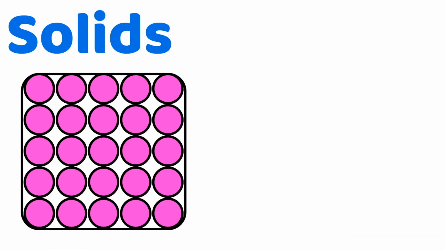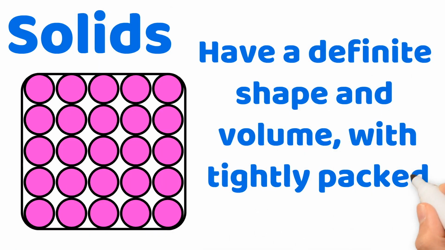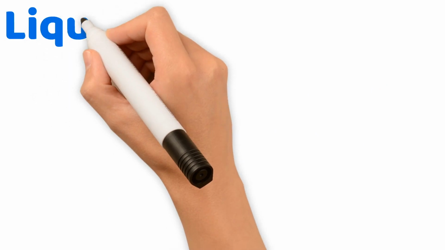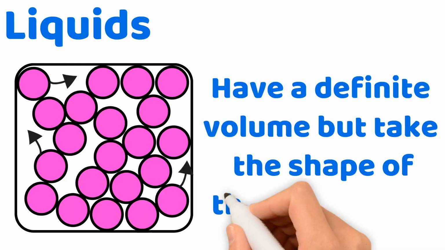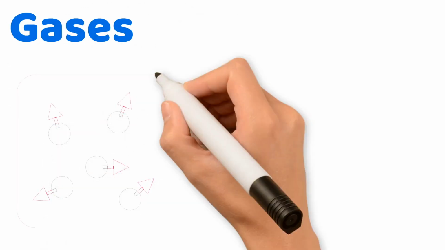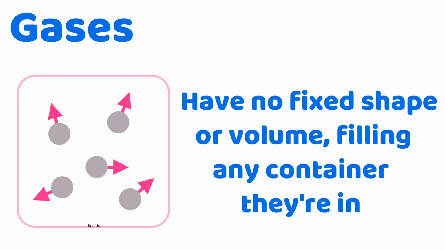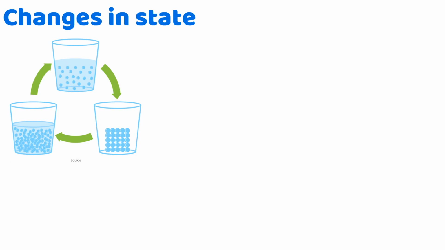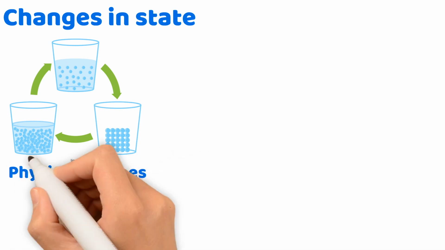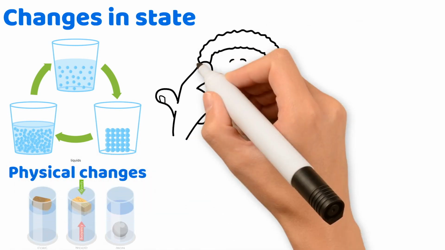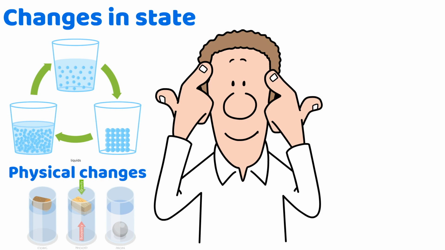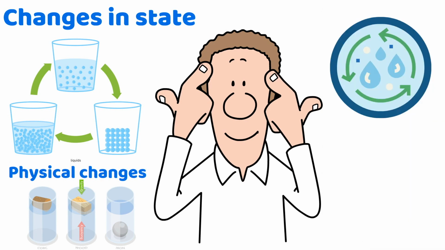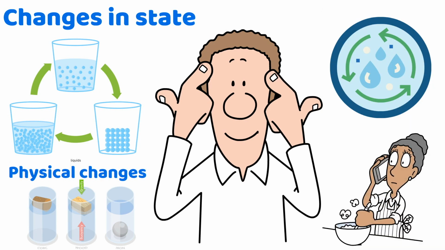Solids have a definite shape and volume, with tightly packed particles. Liquids have a definite volume but take the shape of their container. Gases have no fixed shape or volume, filling any container they're in. Changes in state, such as melting, freezing, and vaporization, are physical changes that affect matter's density and volume. Understanding these processes is key to explaining natural phenomena like the water cycle and everyday processes like cooking.